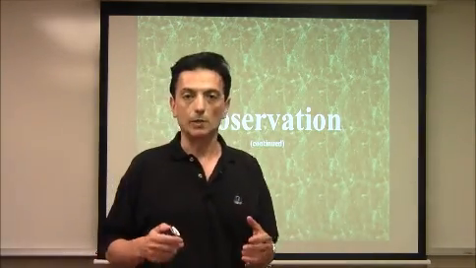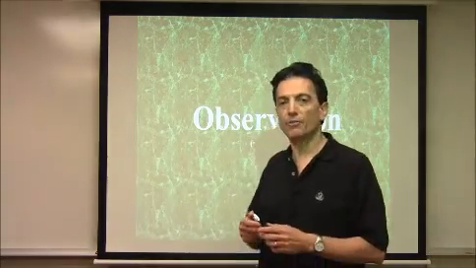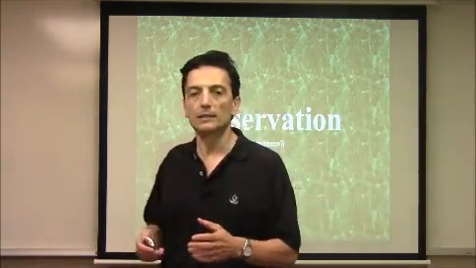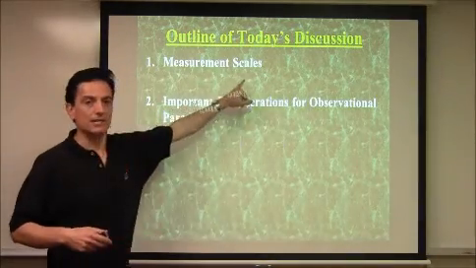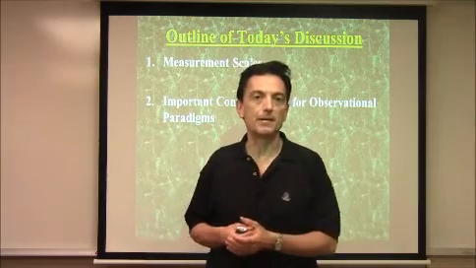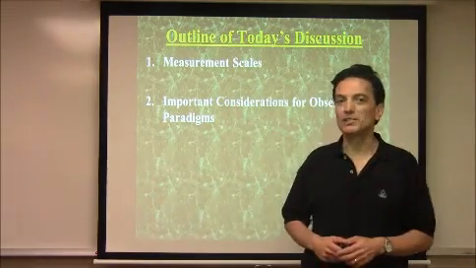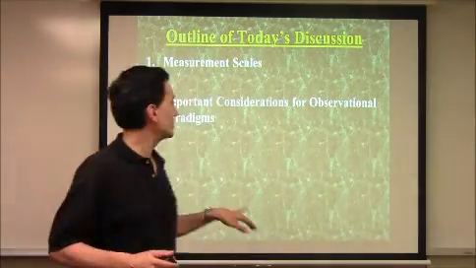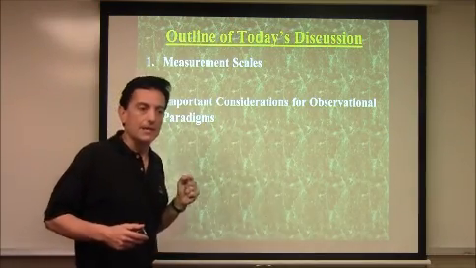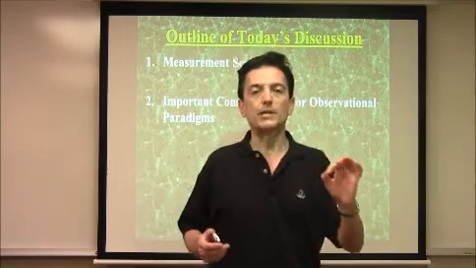Today we're going to go a little bit further and assume that we've gone through some paradigms of observation, and now what we want to do is take a look at such issues as measurement scales. That is, how do we begin to combine all the information that we might get from our various observational paradigms? And we'll also consider some other factors associated with observational paradigms that would really be independent of the particular paradigm that you had used.